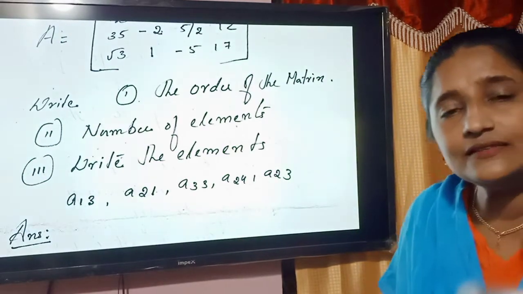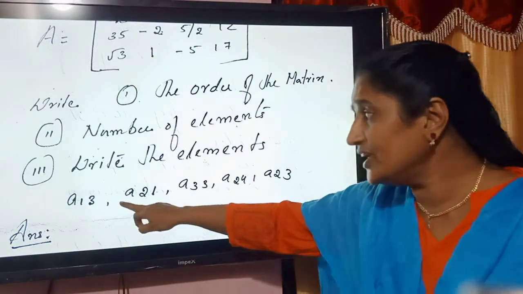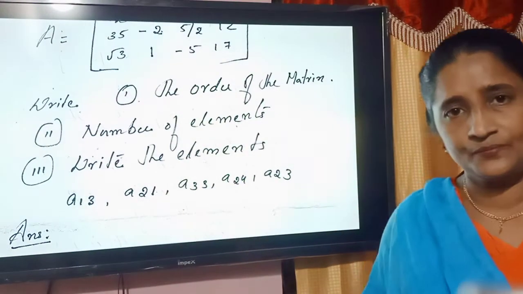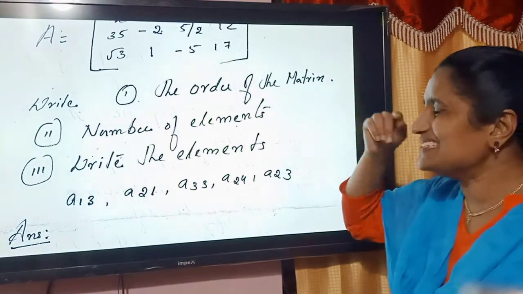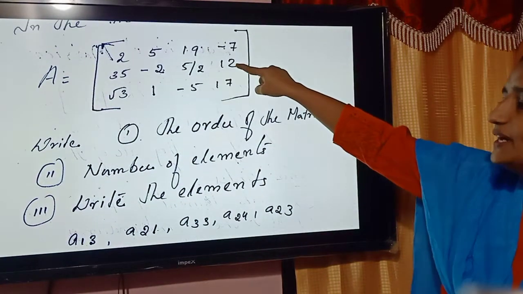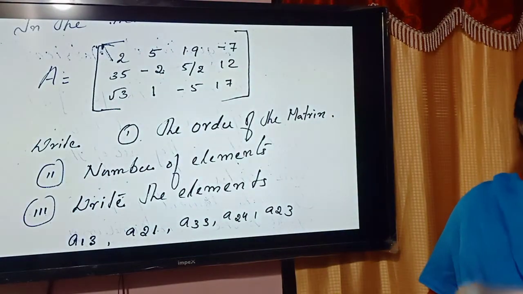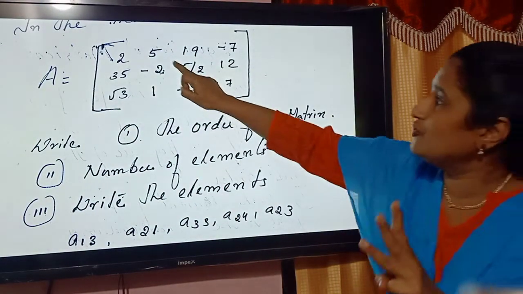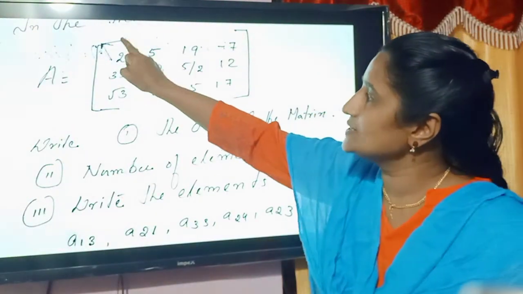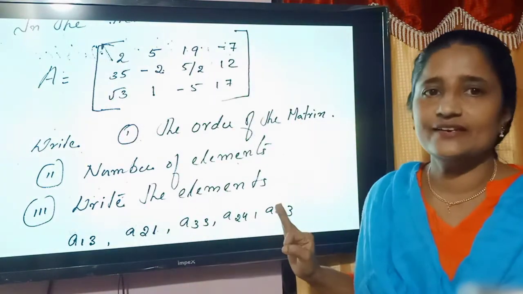Now let us consider the third part of the question. Write the elements A13, A21, A33, A24 and A23. Okay, now let us consider A13. Now see the matrix. A13 means what? First row, third element. This is the first row. What is the third element? First row, first element, second element, third element. What is the third element? 19. So the answer is 19.